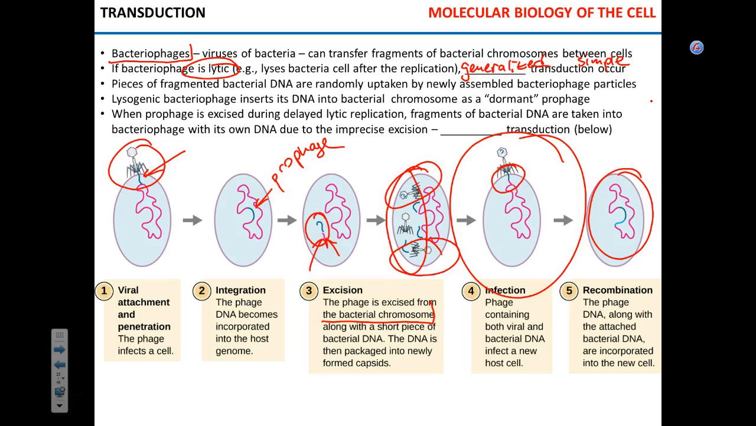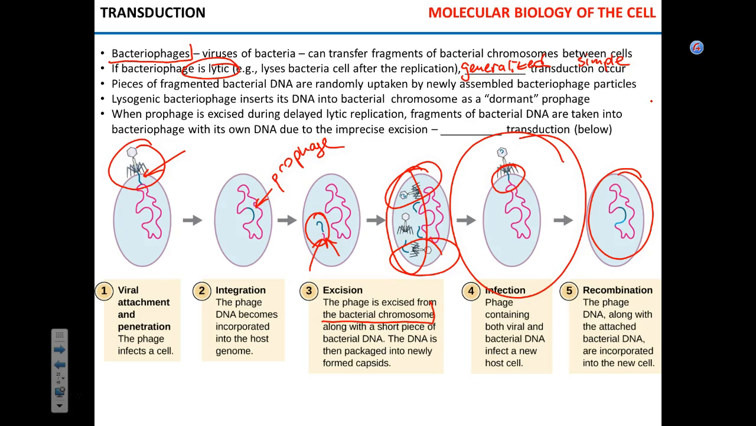So in one case, we have particles that have proper phage DNA and particles that have only bacterial DNA. In case of specialized transduction, both phage and bacterial DNA are packaged in the same particle and then introduced into the chromosome of another cell. Does that make sense? Question?